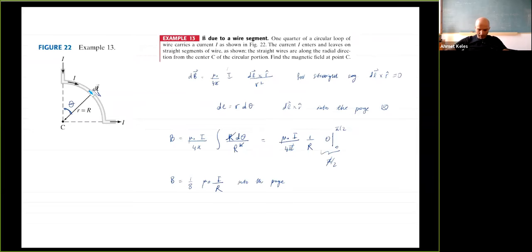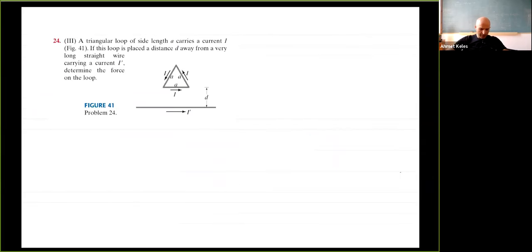So let's continue with problems. This is the first suggested problem. A triangular loop of side A, each side is A, carries a current, it seems counterclockwise, like this. And if this loop is placed at a distance D away from a very long straight wire carrying a current I prime, this one is I, this one is I prime, determine the force on the loop.